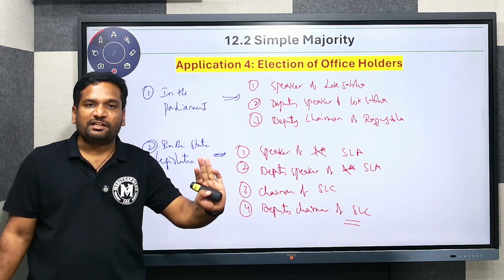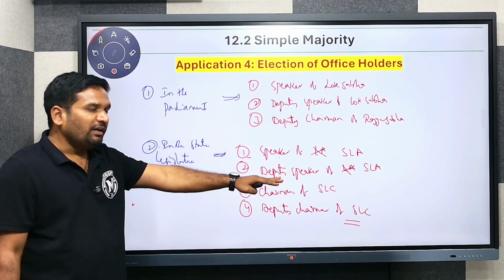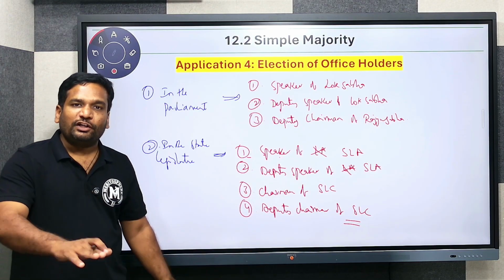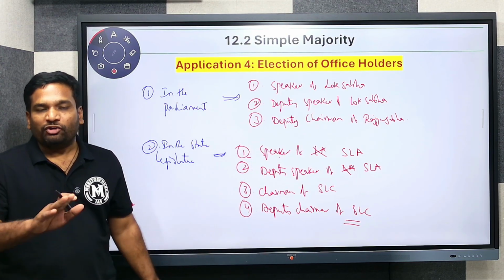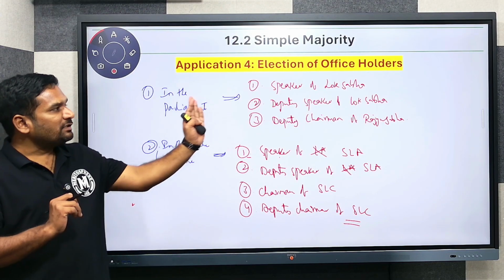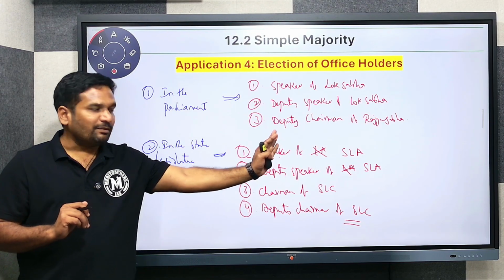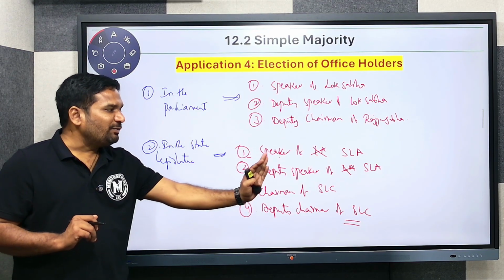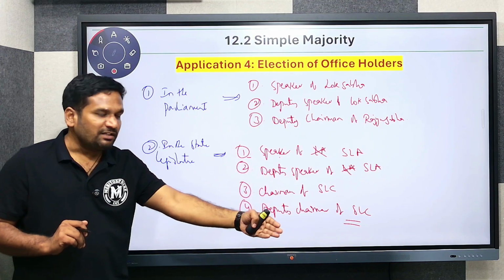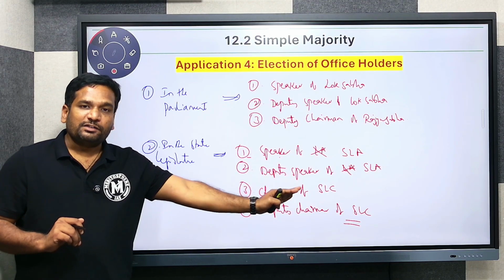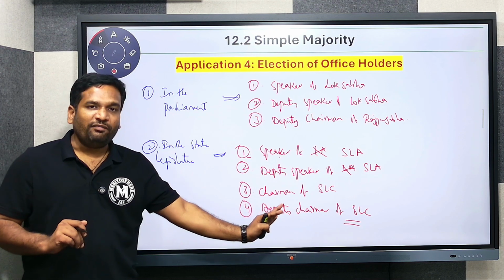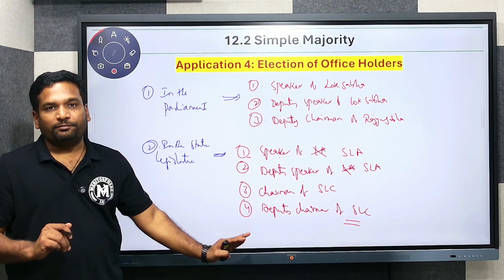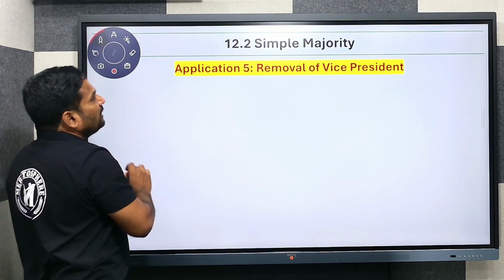Whenever there is a bicameralism in the states, then the Speaker of State Legislative Assembly, Deputy Speaker of State Legislative Assembly, Chairman of State Legislative Council, and Deputy Chairman of State Legislative Council, these four members will be elected through the use of simple majority, right? So in the Parliament: Speaker of Lok Sabha, Deputy Speaker of Lok Sabha, Deputy Chairman of Rajya Sabha. In the state legislature: Speaker and Deputy Speaker of the State Legislative Assembly, and whenever there is a bicameralism, the Chairman and Deputy Chairman of the State Legislative Council. All these personalities will be elected through the use of simple majority. Got my point?